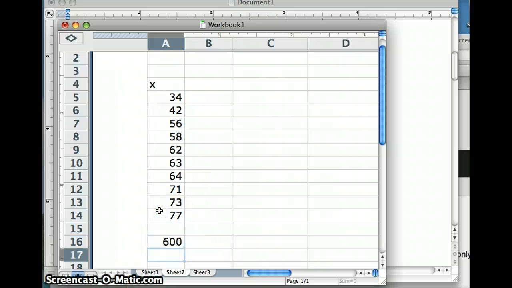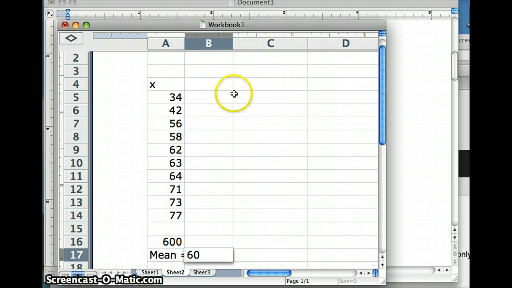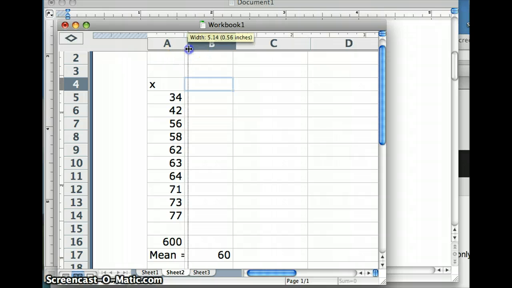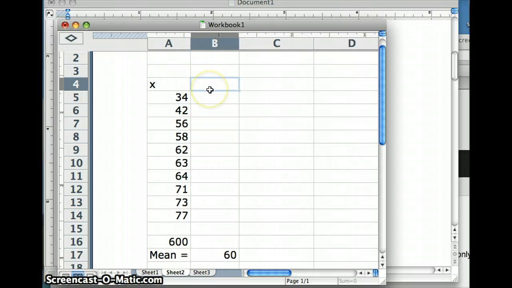Excel tells us that the sum of those 10 numbers is 600. So the average would have to be 600 divided by 10, or 60. So we'll say that the mean equals 60 is where we're starting. Now, to look at the standard deviation, we're looking for deviations from the mean. So how far away from the mean are these?